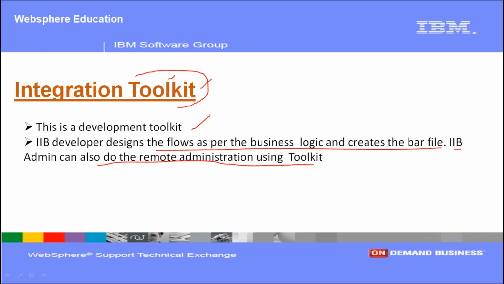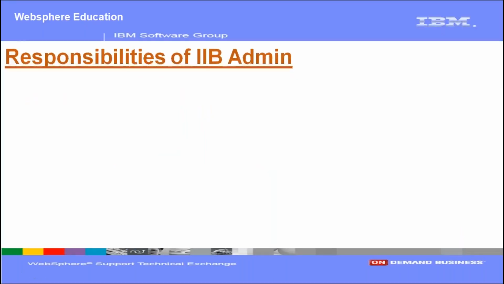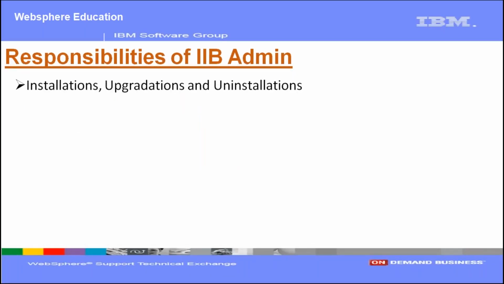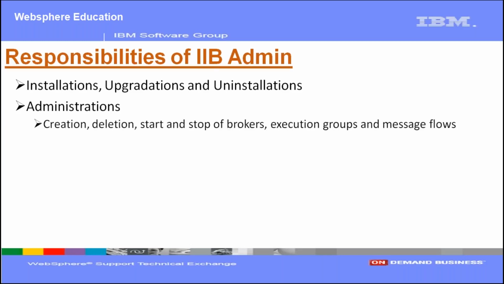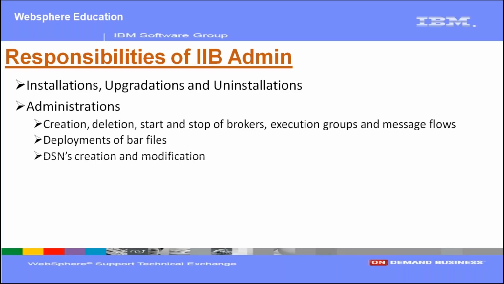Fine. Yeah. Okay. Now let's see what the responsibilities of the IIB admin are. So the IIB admin has to do IIB installations, upgradations, and uninstallations, and administrative activities like the creation of brokers, deletion, start and stop, also the creation and deletion of execution groups, and also the deployment and undeployment of message flows. And yeah, deployment of bar files, DSN creation and modification.